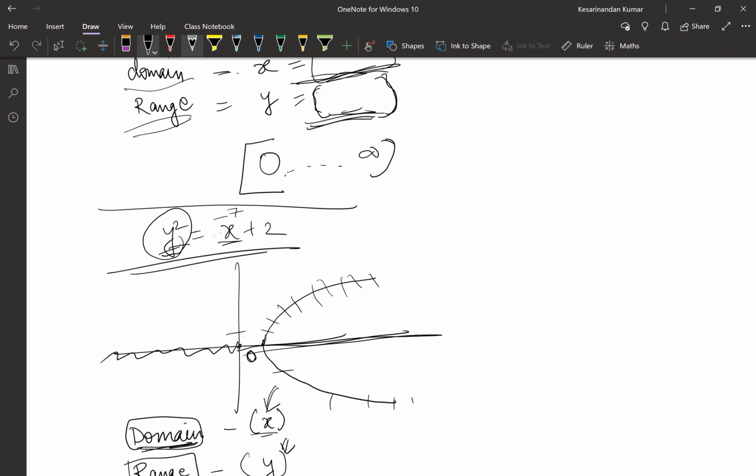Does it lie on this side of the axis? Anyone? Will I find x is equal to minus 7 here? No. It will be present here. That means I cannot take values less than 2 here. Sorry, y square is 2, no? Yes. Did I miss a thing? No, it's correct.